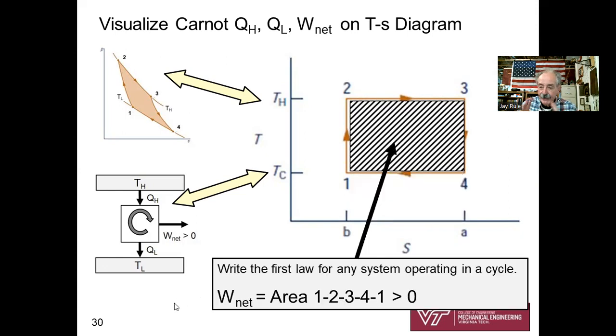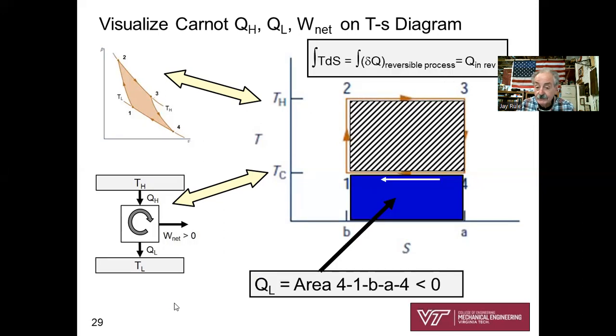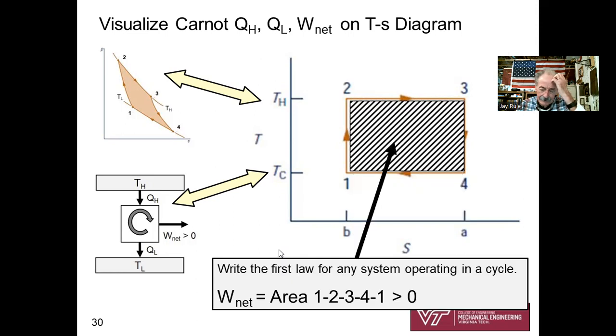Okay, now we go back to our first law, and we write the first law for any system operating in a cycle. I didn't even put this on the slide because you've got this in your head now. QH minus QL equals W net. So by subtraction, we'll go back 2 slides. Here was QH. Here was QL. QH minus QL equals W net.